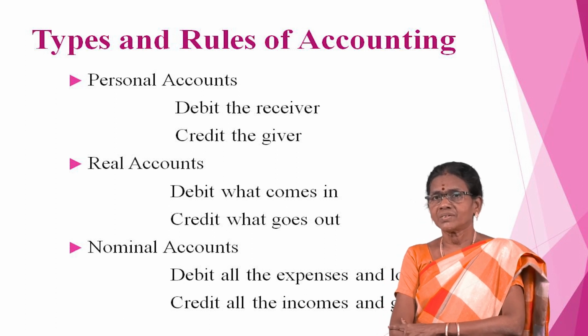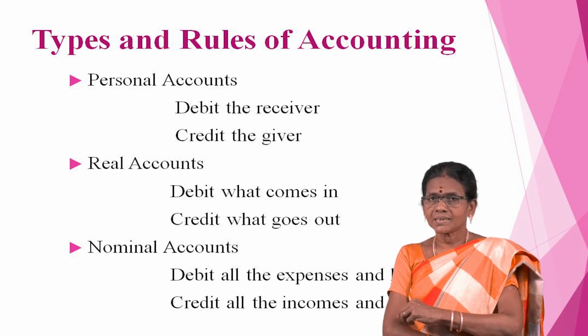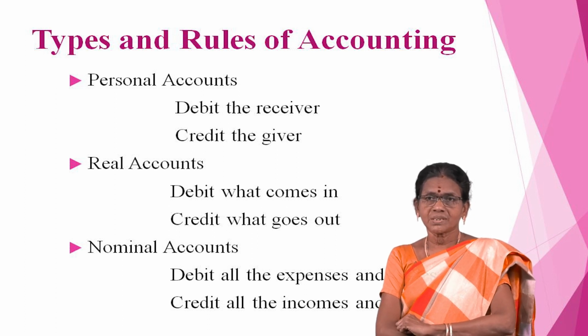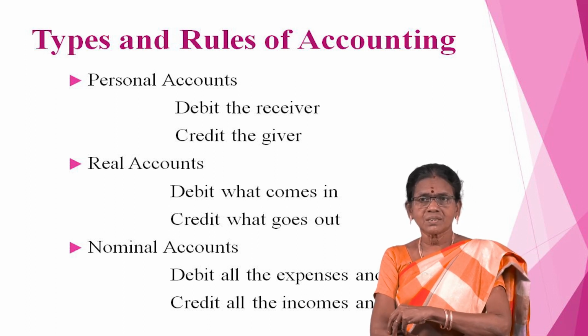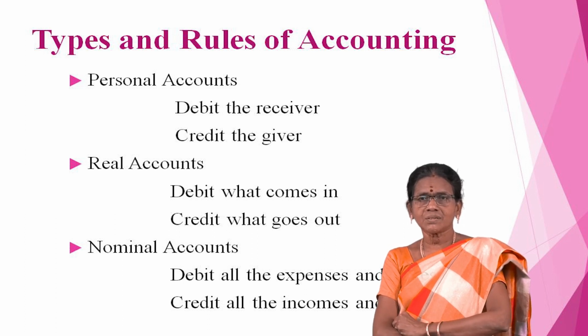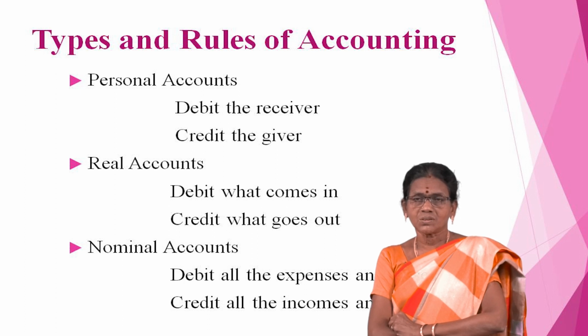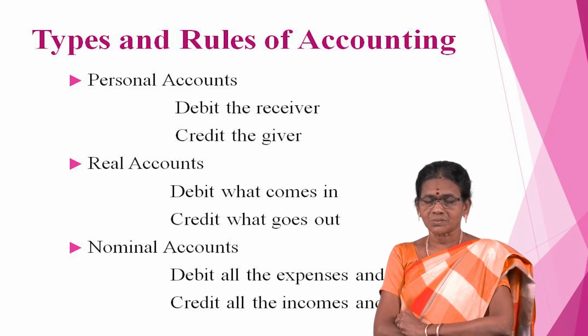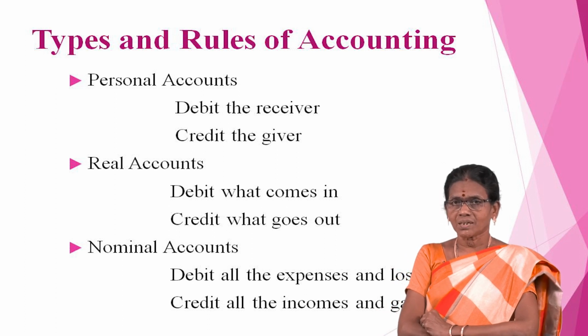Debit all the items or the assets which are coming into the business, and we have to credit the various items or the articles which are going out of the business. So the second rule is real accounts. The real account rule is debit what comes in and credit what goes out. Then the third one is the nominal account.